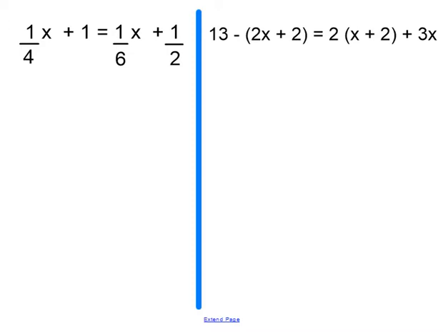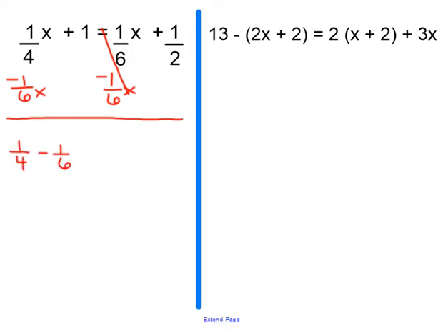So you have a positive 1 over 6x, so we're going to do minus 1 over 6x on both sides. So that's going to cancel. So you have 1/4 minus 1/6. You're going to find your common denominator. So that's going to give you 1 over 12. So we're going to have 1 over 12x plus 1 equals 1/2.